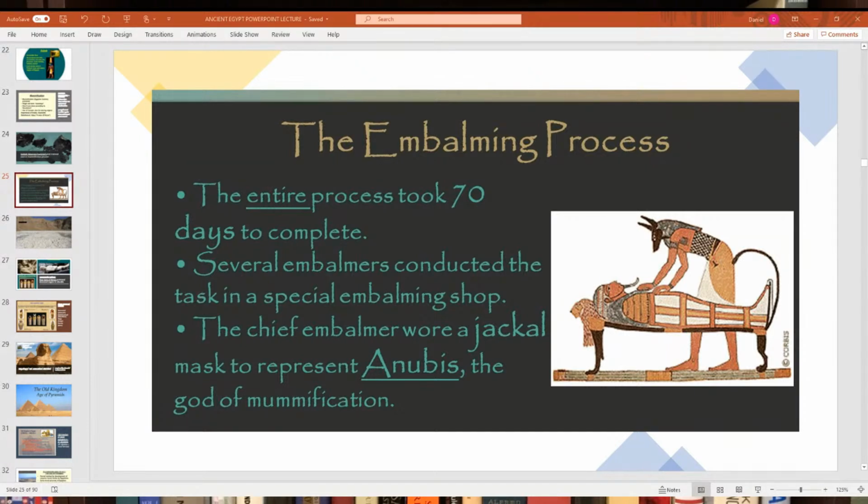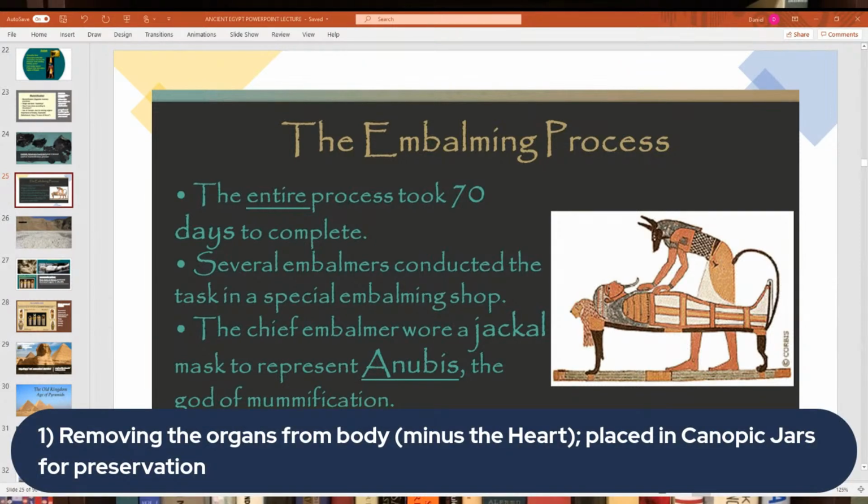But yeah, the first thing they would do, as you know, they would remove the organs from the body. The only thing they would keep in the body was the heart, which was important in their theology. They believed that Anubis would weigh their heart to see how good or bad they were, which would usually be weighed against a feather, if you know about that. And then the rest of the organs were put into what they call canopic jars to preserve them.